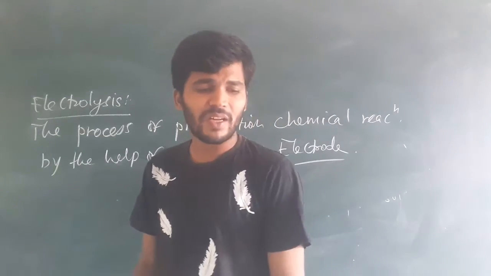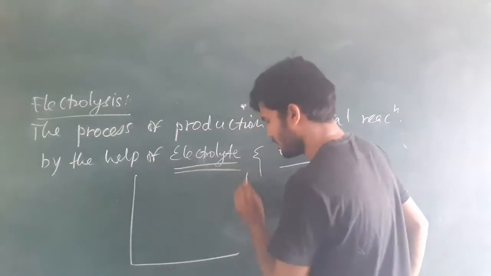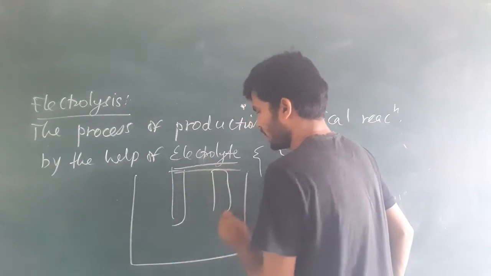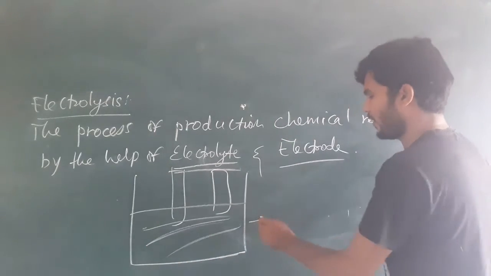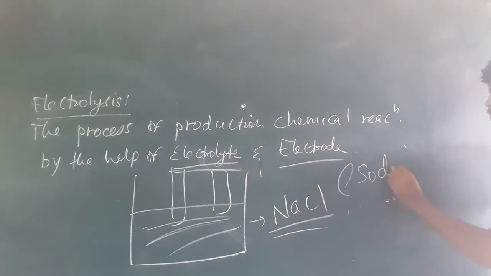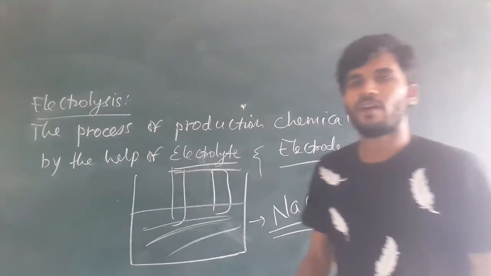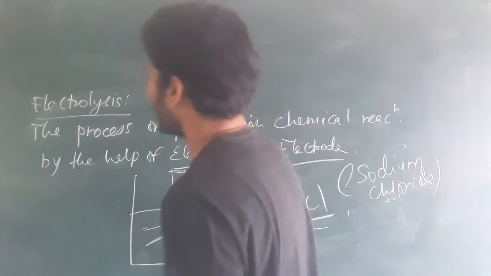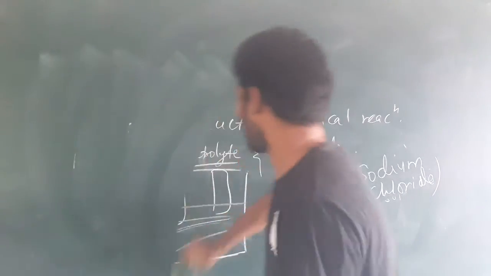Next, what will happen when we have taken this electrode and this solution? We don't know what solution we have taken. But now I am saying if I am taking this solution which is NaCl, which is called sodium chloride. So here we will get three things. Three things we can get when electrolysis of sodium chloride is done.